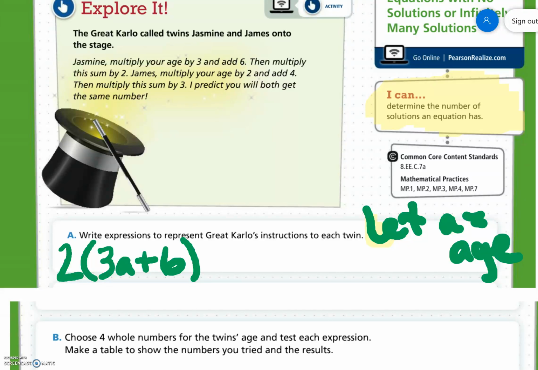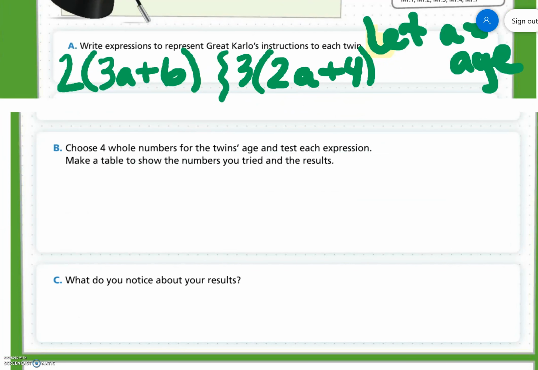James, so that was Jasmine's. James, multiply your age by 2. So 2A. And add 4. Then multiply this sum by 3. So those are two expressions, one for each twin. Choose 4 whole numbers for the twins' age and test each expression. Make a table to show the numbers you tried and the results.